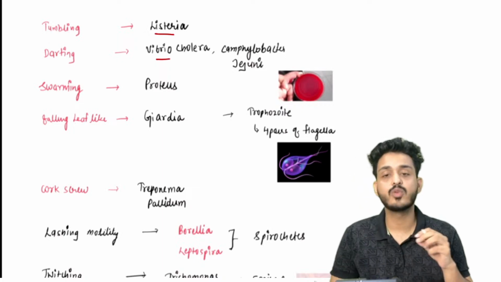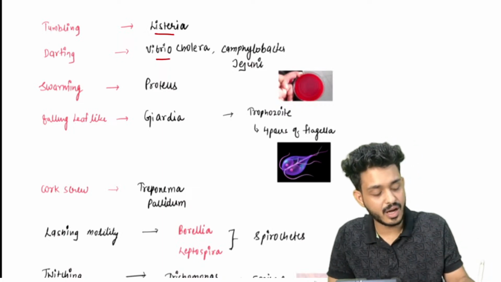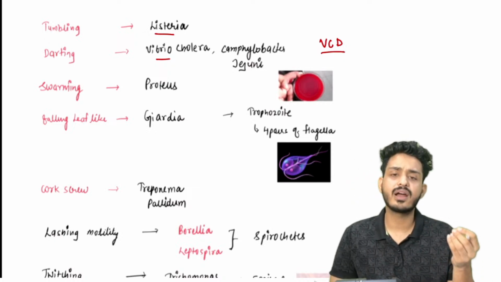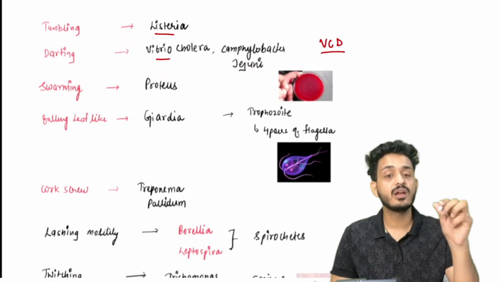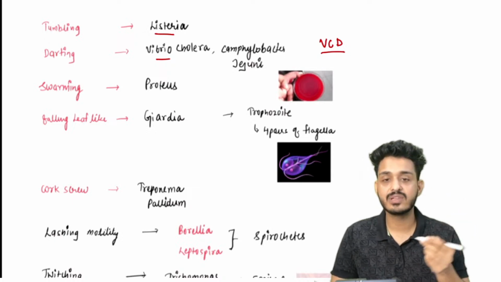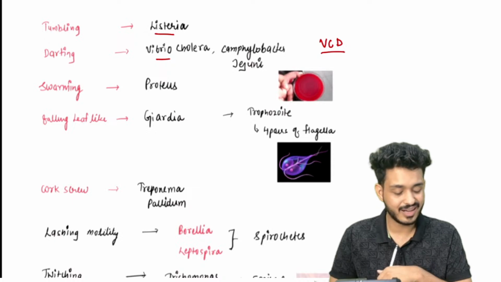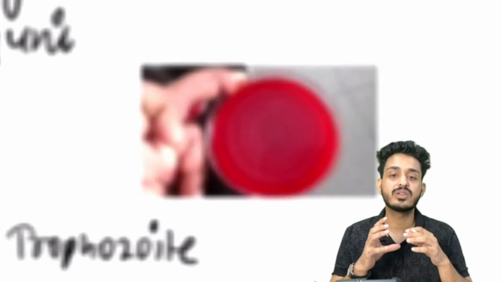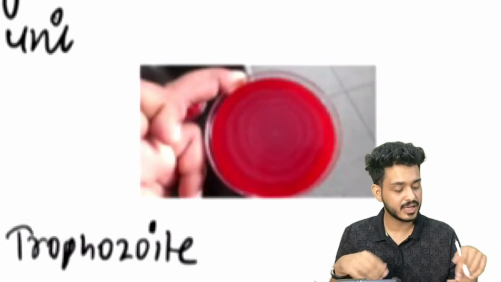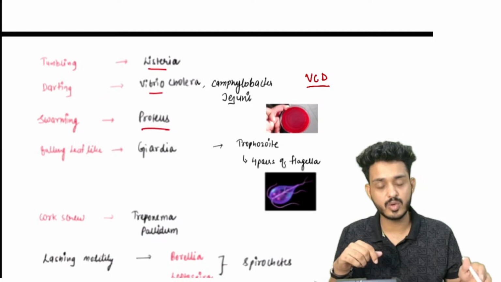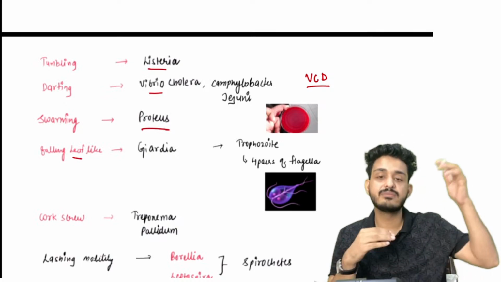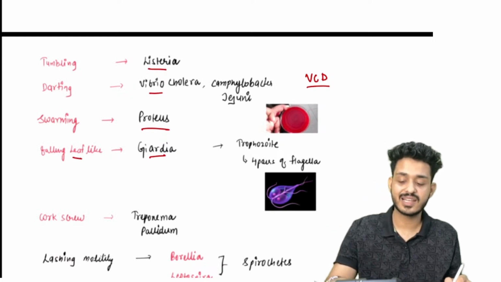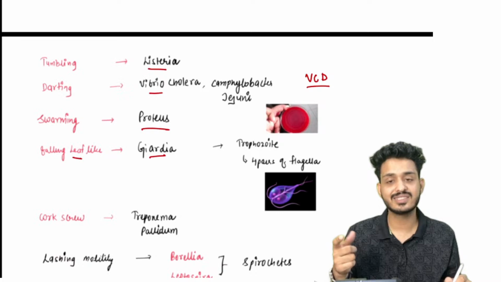Second one is darting motility. Vibrio cholerae will be having darting. VCD, you can remember, that is Vibrio cholerae and Campylobacter jejuni will be having darting motility, just like the dart game we are playing. Swarming we will be seeing with Proteus. What does swarming mean in Hindi? To take over completely. That is your swarming motility. Falling leaf, you can remember Giardia. Giardia is like Giradia.